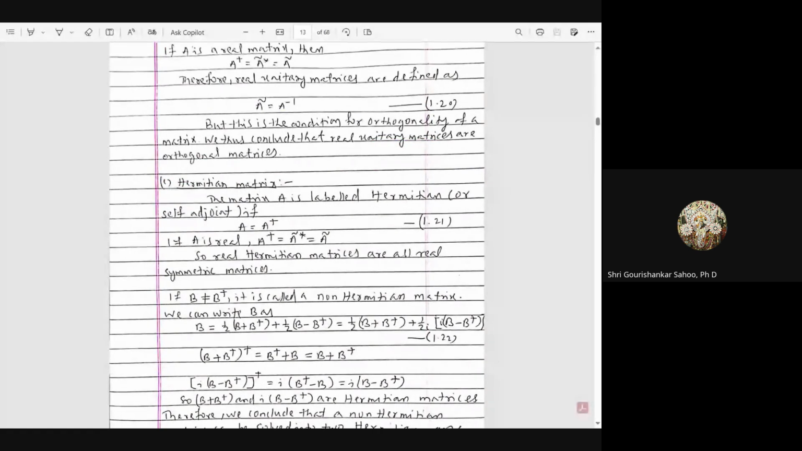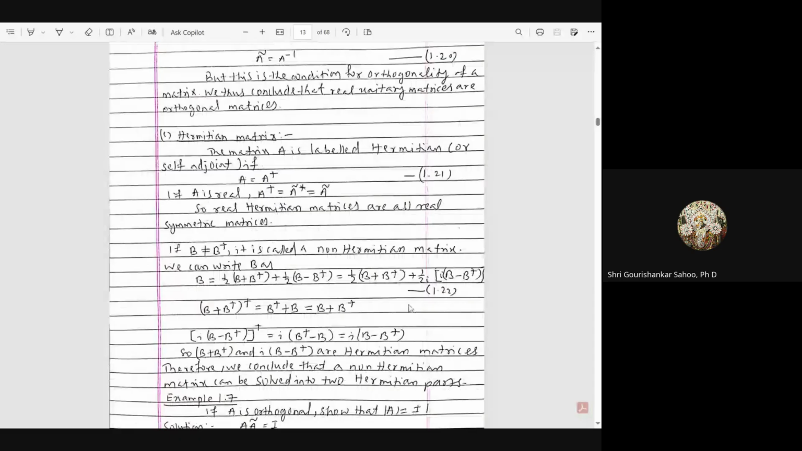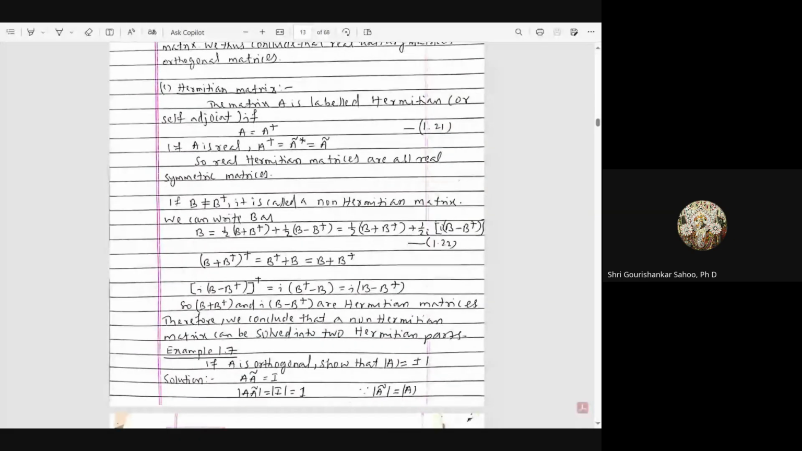And this is the condition for orthogonality: A transpose is equal to A inverse. If this equation is satisfied, then we call it orthogonal. Similarly, the Hermitian matrix is very important in quantum mechanics to realize whether something is a physical entity or not. A matrix A is labeled Hermitian if A is equal to A dagger. So if the self-adjoint property is proved, then it is a Hermitian matrix.